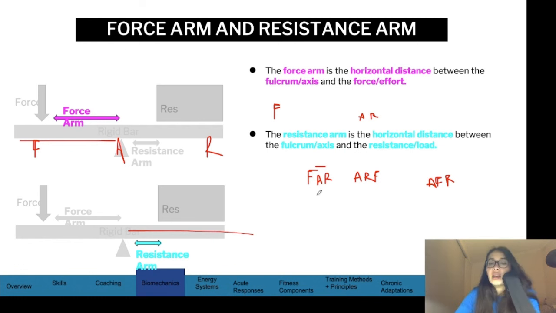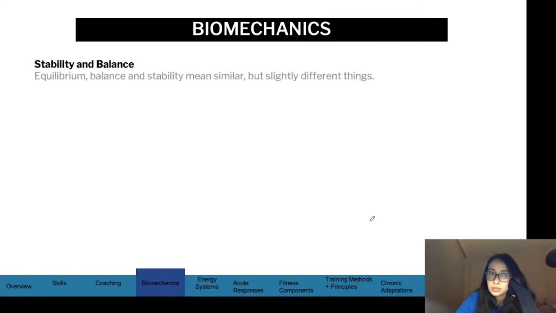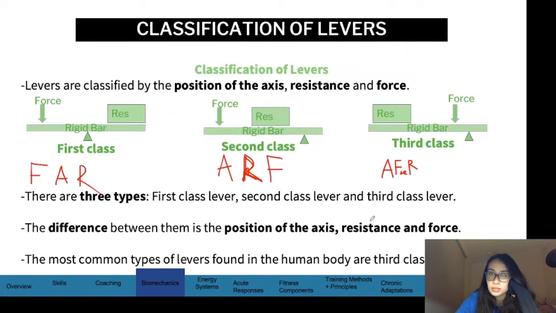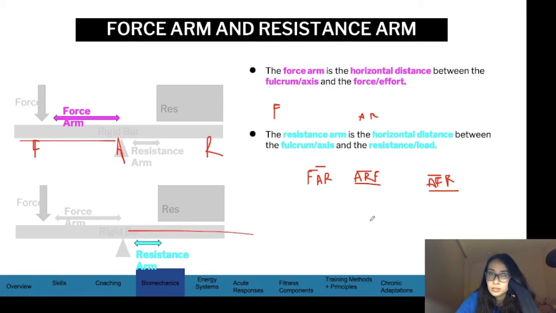In terms of the second and third class levers though, there's always going to be something which is close to the axis, something further from the axis. You can see here the resistance arm is longer than the force arm in the second class lever, whereas in the third class lever, the force arm is shorter than the resistance arm. You actually need to be able to calculate this by putting in force arm over resistance arm. Okay, so this is an important formula.